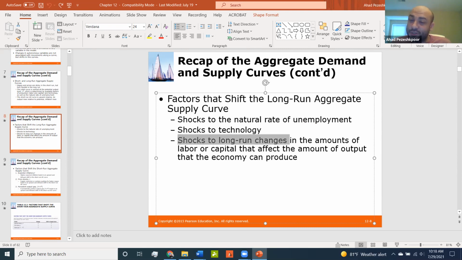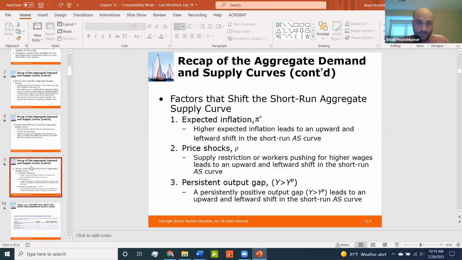Shocks to long-run changes in the amounts of labor or capital that affect the amount of output that the economy can produce. Labor and capital, saving rates, things we are studying in the Solow model. These are the things that would decide the situation in the long run.